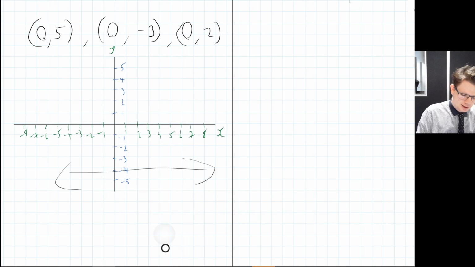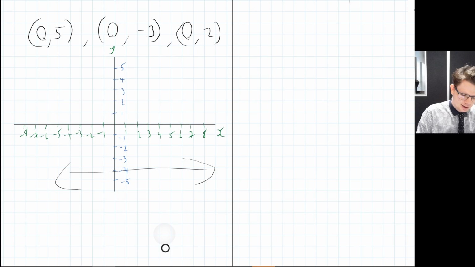And over here we've got -1, 2, 3, 4, 5, 6, 7, 8. So where's 0? Well, 0 is right in between. It's right in the middle here. So that's where 0 is. And what have I got to do? 0 across. Done that. 5 up. So that's going to be 0, 5.